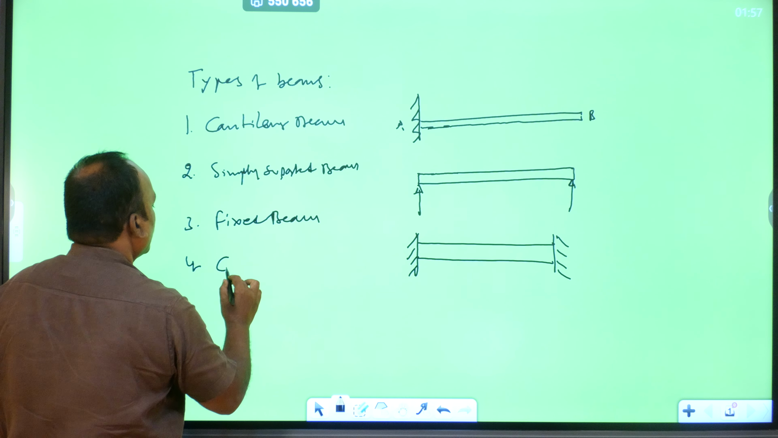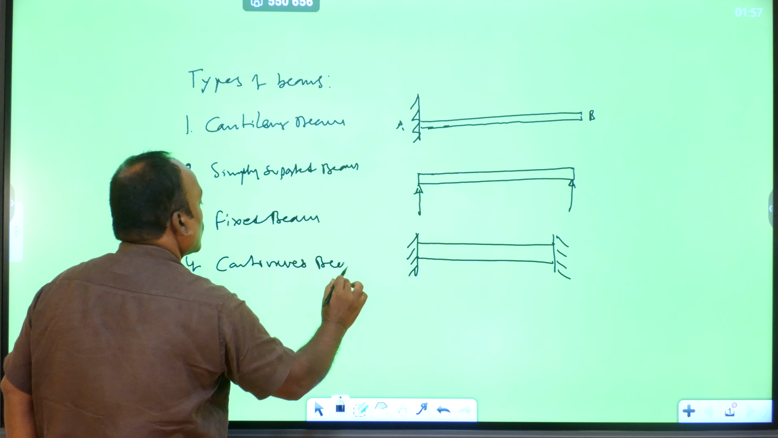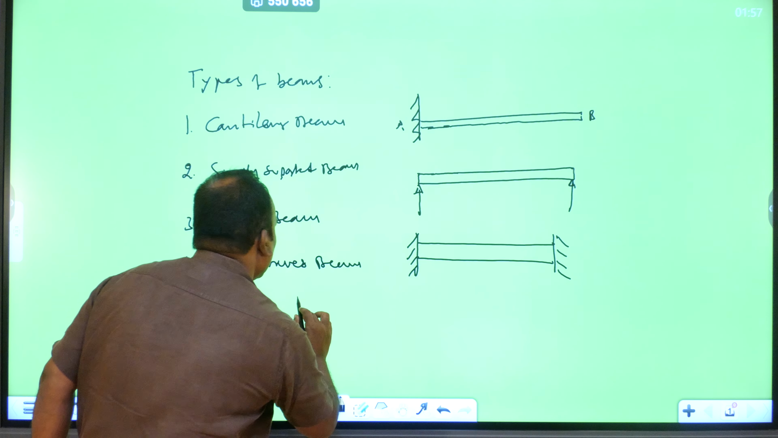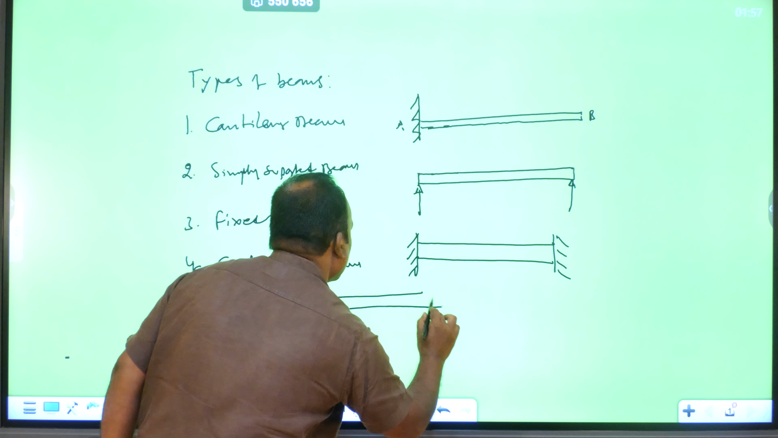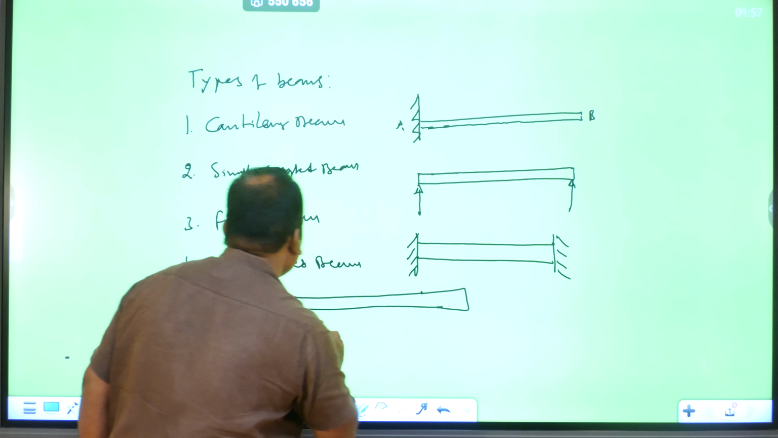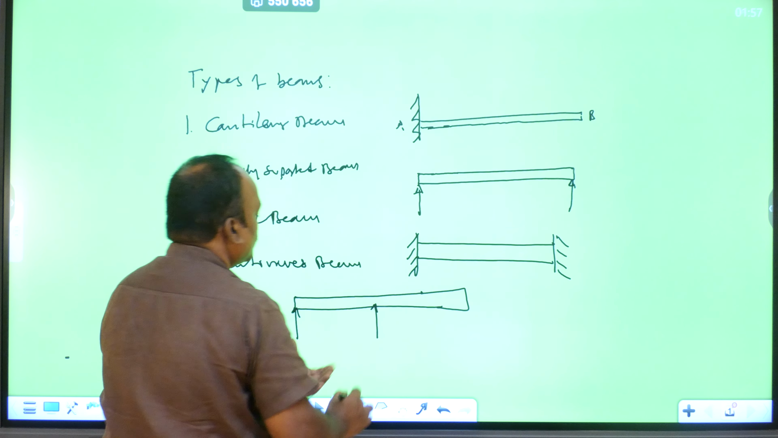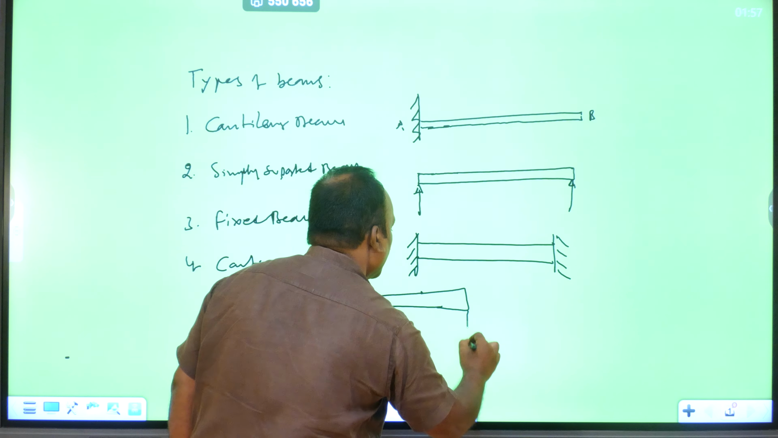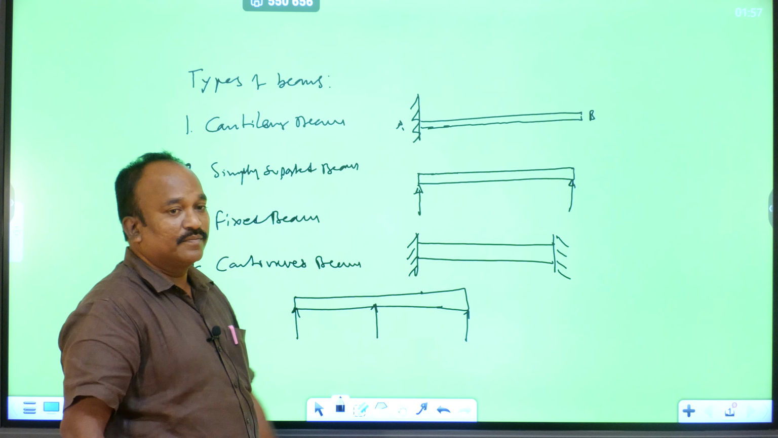Next, continuous beam. Continuous beam means more than two supports. Two supports means only simply supported. More than two supports means three or more. Four supports is also a continuous beam.